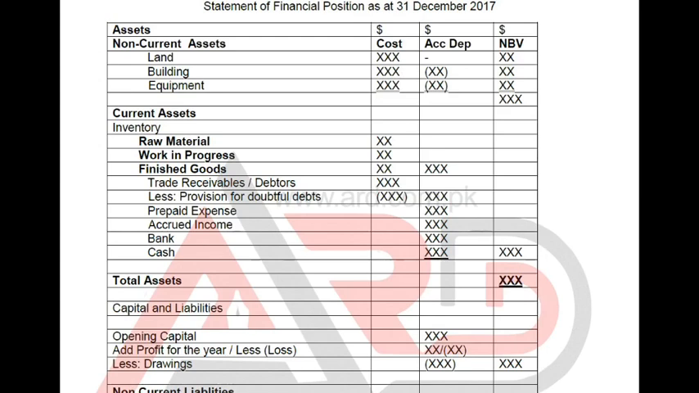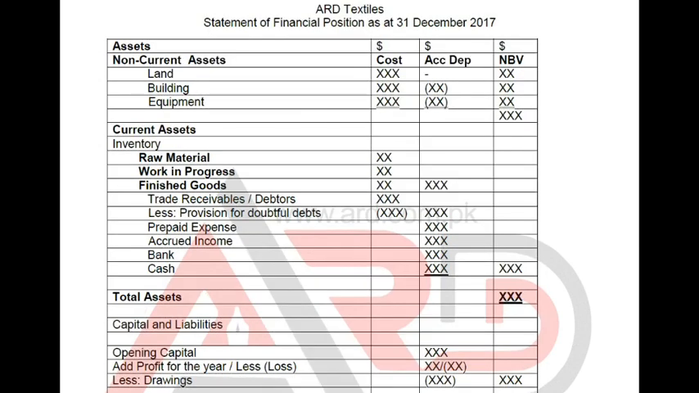And lastly, we have a statement of financial position. Forgive me if the lecture is getting a bit longer than you first thought, but I would like to cover all the aspects. Thirdly, we have a statement of financial position, which is also known as balance sheet. The old name is balance sheet, and the new name is statement of financial position.